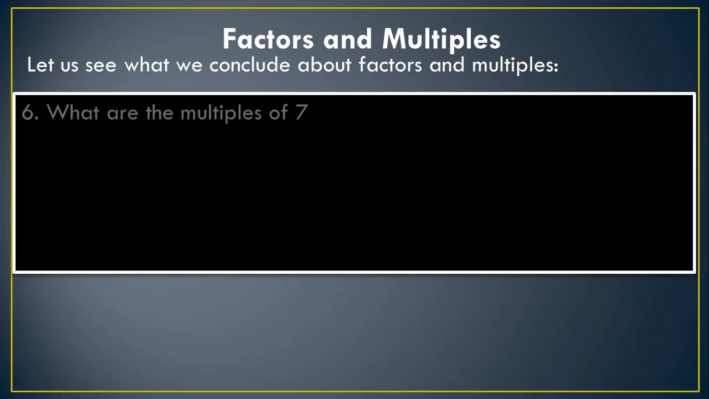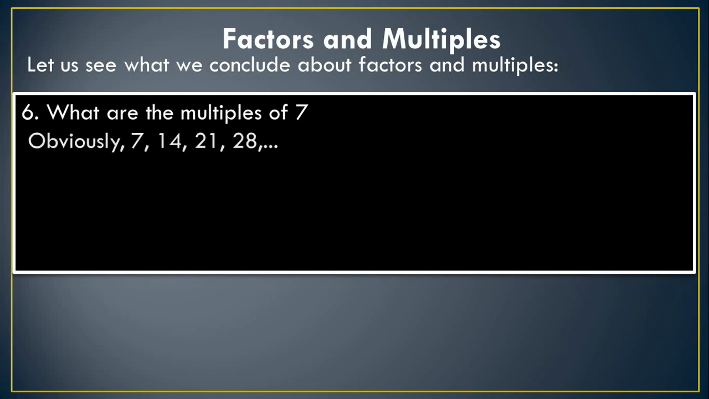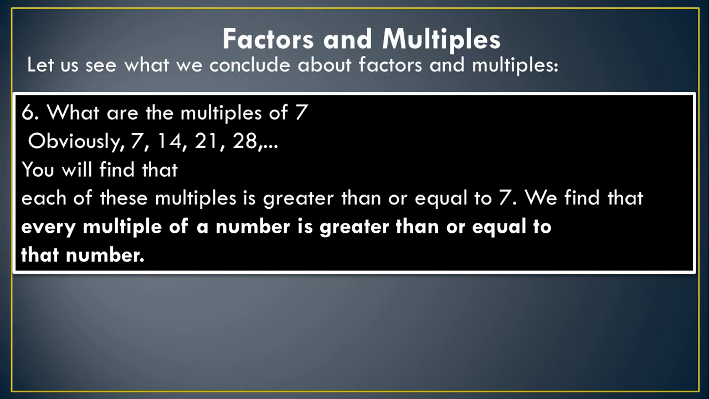Next point is, what are the multiples of 7? So the multiplication table, as you already know, 7, then 14 comes, 21 comes, 28 comes, like that. So we find that every multiple of a number is greater than or equal to that number. If you take any number like 7, then 7, 14, 21, 28. So the first number is the same as that number. Then all the numbers are greater than 7.